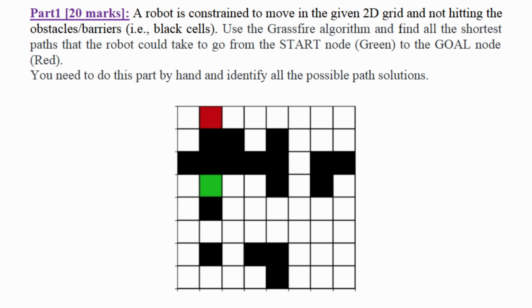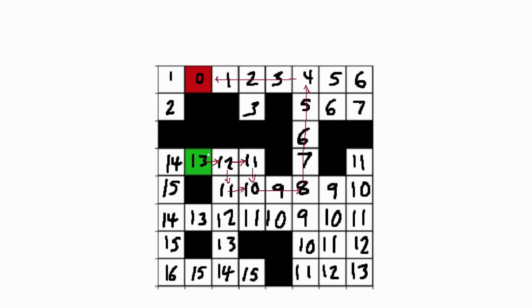First, I'll start with part 1, which was to imagine a robot has a 2D grid, and they need to not hit any obstacles, which is a black node, and they need to find the shortest path using the Grassfire algorithm from the start node, which is green, to the red node. So I manually wrote in the wavefront, where 0 is the end node, and then you just move adjacently, vertically, and horizontally, kind of like a wave, and you increase by 1. And as long as you go from the start node and make sure you're always decreasing by 1, you will always find the shortest path.